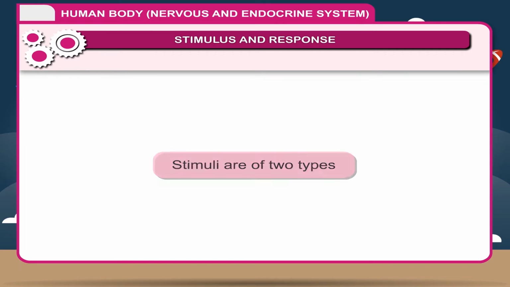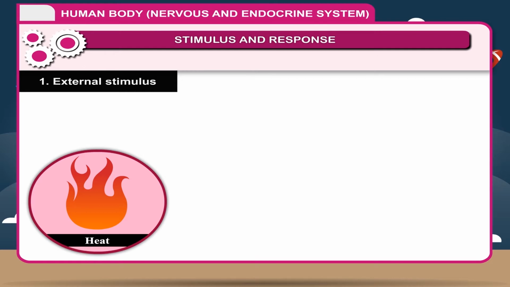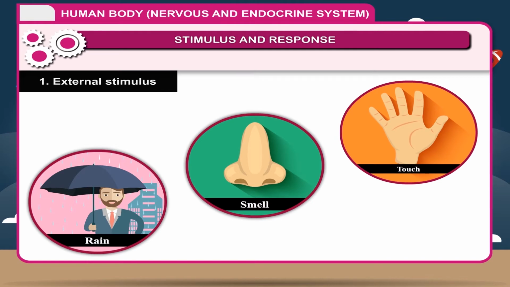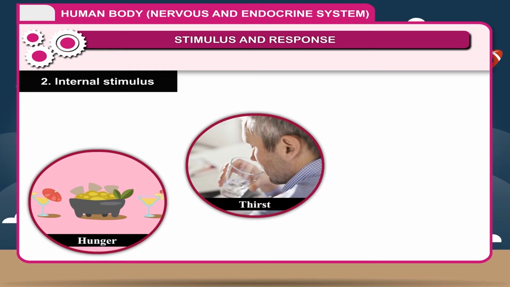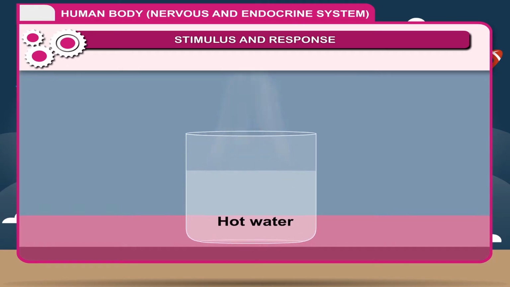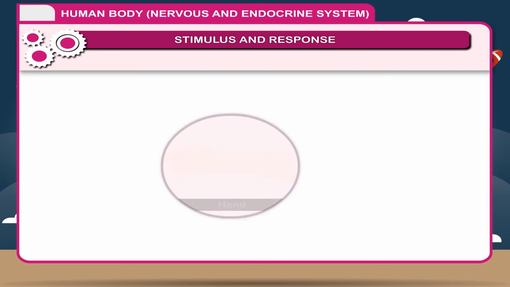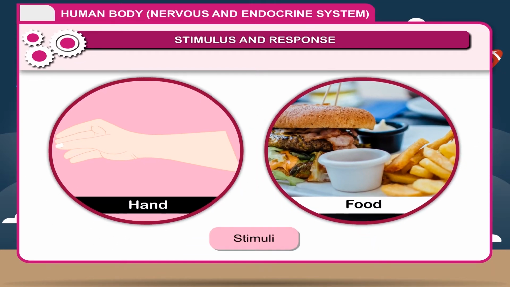Stimuli are of two types. 1. External stimulus. It may be due to heat, cold, pain, rain, smell and touch, etc. 2. Internal stimulus. Hunger, thirst, fatigue, etc. On getting stimulated, the reaction shown by the organism or any part of its body is called response. In the above-mentioned examples, pulling of hand and rushing towards food are the responses to stimuli.